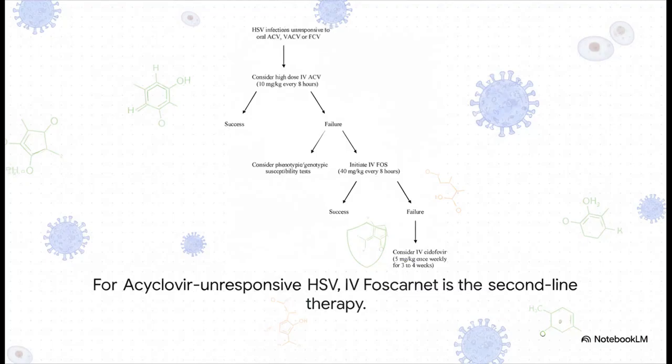And this algorithm shows you exactly when to bring in foscarnet. So you have a patient, likely someone who is immunocompromised, with a serious herpes infection. You've given them IV acyclovir, and they're still not getting better. That's your trigger. That's when you switch to IV foscarnet. It's your critical second-line agent for these tough, resistant cases.